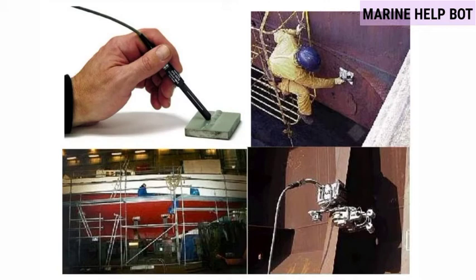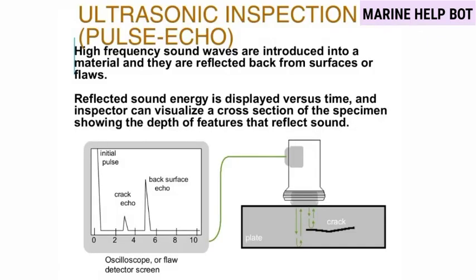You can see there is one probe by which we are testing the workpiece or any part which we are welding. Now moving towards our next test, ultrasonic inspection or testing. There are two types of ultrasonic inspection, pulse echo and imaging. In our field only pulse echo is used. In this, high frequency sound waves are introduced into a material and they are reflected back from the surface or flaws.